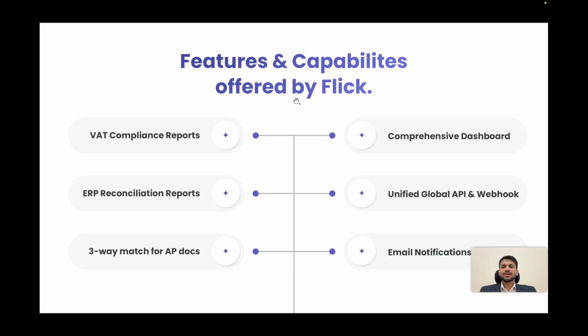A few of the features offered by Flick are, as I have shown you in the dashboard, VAT compliance reports and ERP reconciliation reports. Using these ERP reconciliation reports, you can see if all your invoices are actually reported through FTA and delivered to your buyer or not. Such reports can be developed inside your ERP as well, and also on our dashboard if you wish to do so. So both of these elements would be there. We can perform three-way matching for your AP documents once we receive purchase documents from your suppliers, if your supplier fills in the PO number and all of these things.